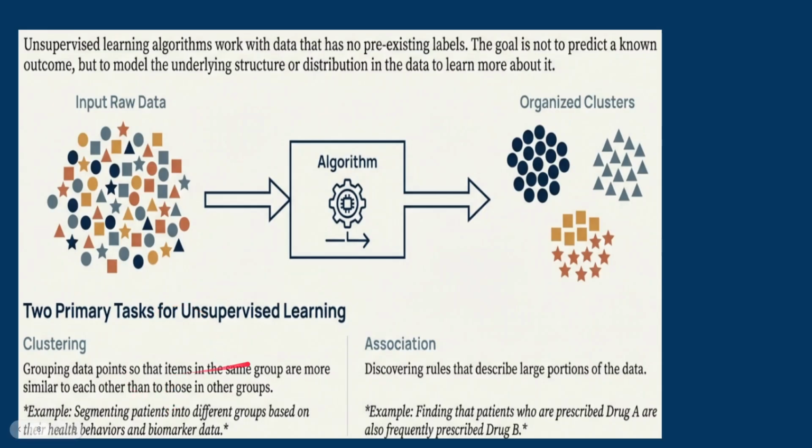Okay, those are clusters. And then association is another type of unsupervised learning. Association is discovering rules that describe large portions of data, because when large portions of data are expected, that means the common data, there we define some rules. That is the association. An example is finding that patients who are prescribed drug A are also frequently prescribed drug B. That means it's possible to give drug B also to a patient who was already given drug A. That is one common finding. Okay, this is how the unsupervised learning works.